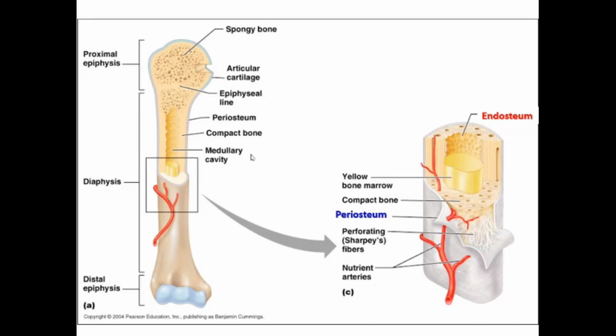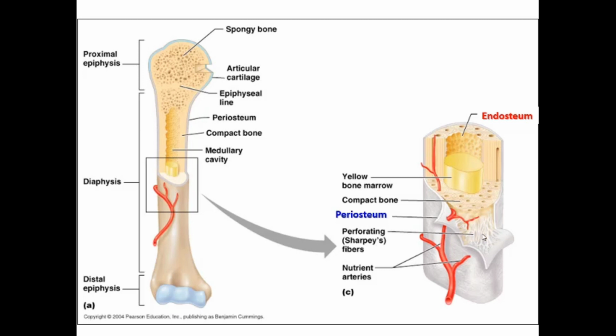The bone, like cartilage, is also covered by connective tissue from outside and inside. The connective tissue covers the outer surface of the bones. This part is called the periosteum. Its function is like a perichondrium. And from the inside we have the endosteum.